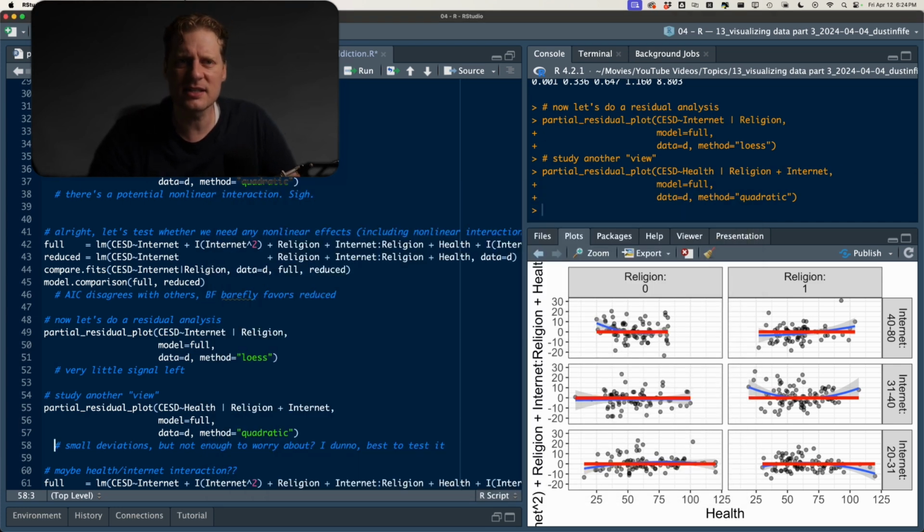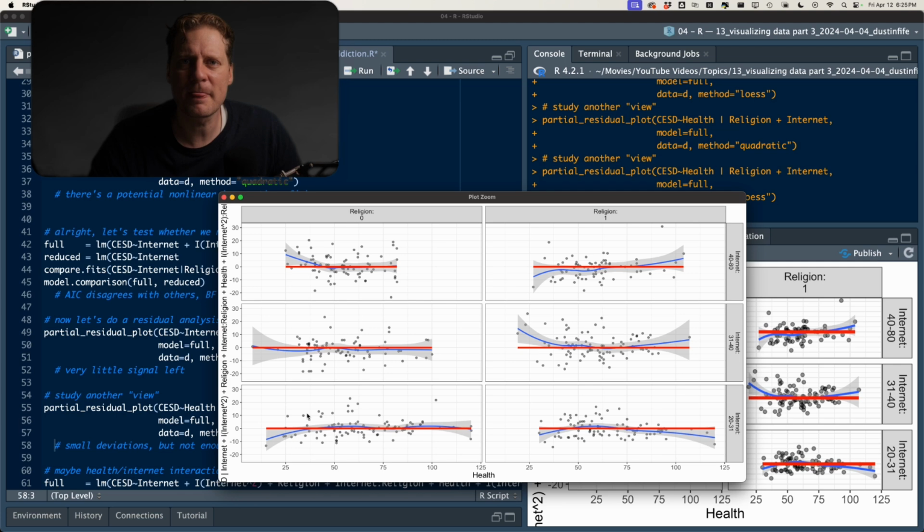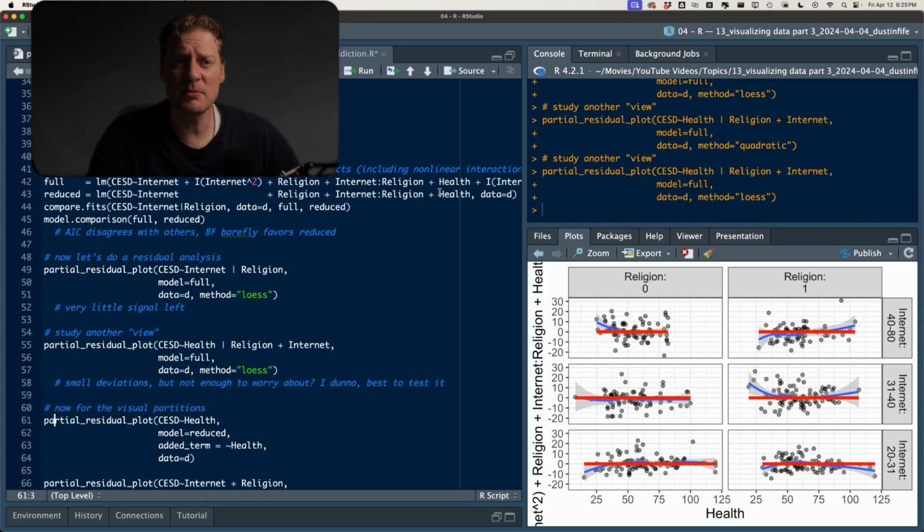Actually, you know what? I have it set to be a quadratic, but I want it to be a loess. So I'm going to do that again. All right, and again, we see bends, but only in the tails, at least in that second row, second column plot, but for the most part, they're all flat. And so at this point, I feel pretty comfortable that we extracted everything we can extract. So that's pretty awesome. And now at this point, I am ready to do my visual partitions.